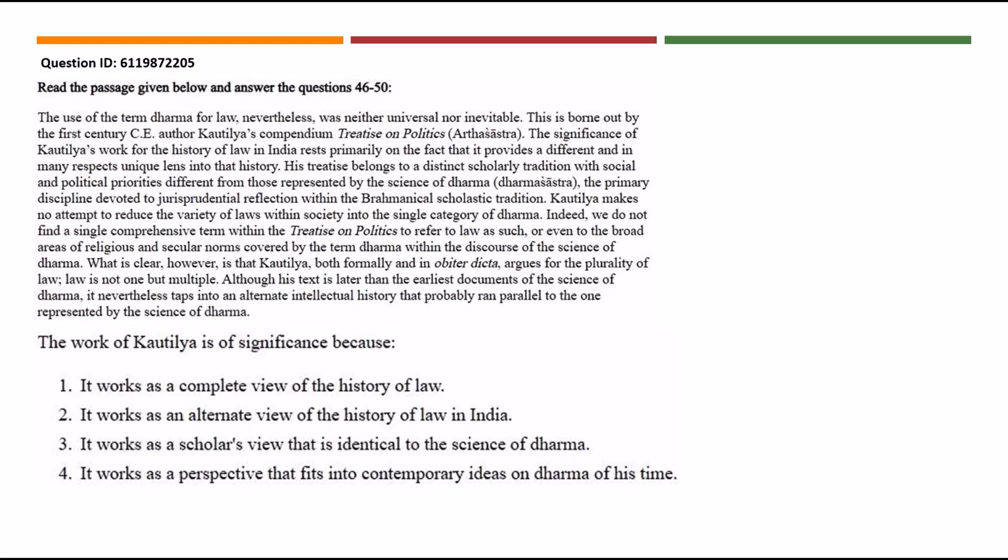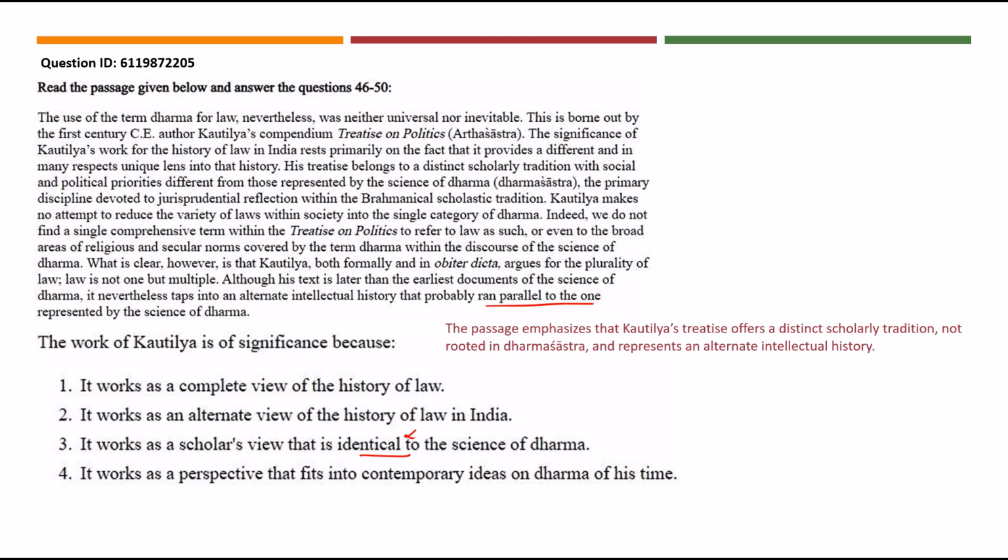It works as a scholar's view that is identical to the science of Dharma. Here the last line says parallel to the science of Dharma and not identical. So definitely 3 is wrong. It works as a perspective that fits into contemporary ideas on Dharma of his time. The passage emphasizes that Kautilya's treatise offers a distinct scholarly tradition not rooted in Dharma Shastra and represents an alternate intellectual history, as it is available in the final line.